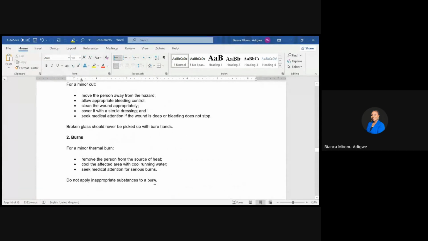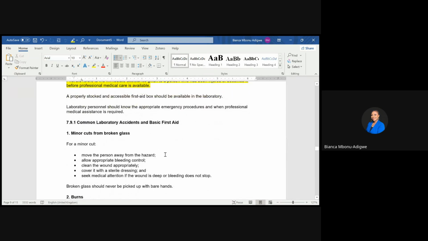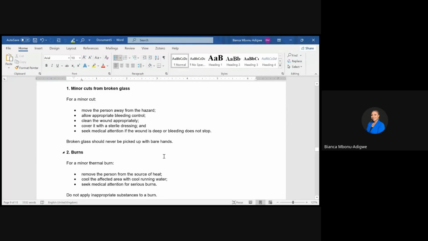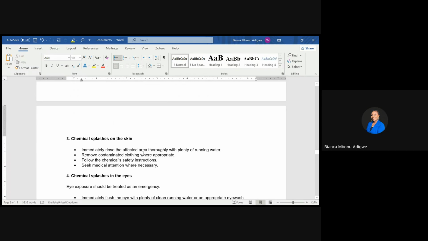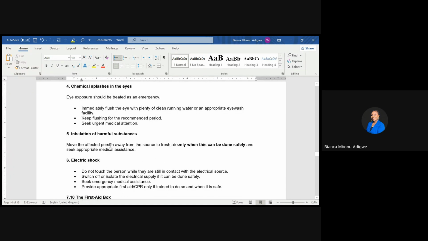Remember that there are other hazards. Remember that there is something called first aid in the laboratory, which is the immediate assistance that you are giving to somebody before professional medical care comes. Okay? And then there are common lab accidents. It could be burns, minor cuts, chemical splash, or chemical splash in the eyes. It is an emergency. Electric shock is an emergency.